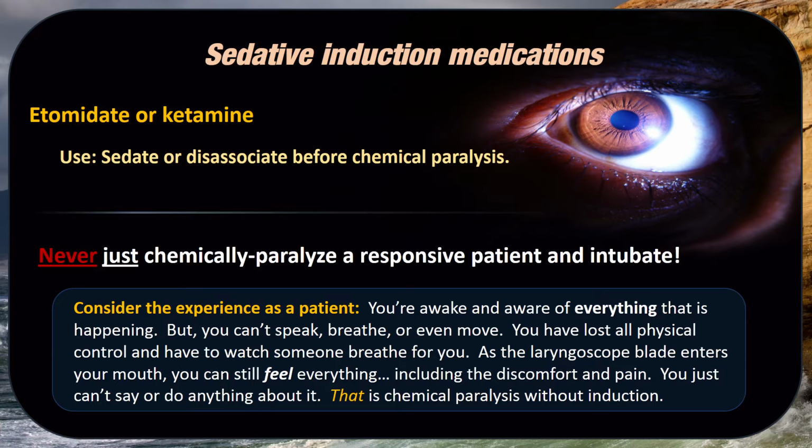It's inhumane to use a paralytic only. Just think about it, if you were awake and everything was happening and you could hear people speaking, but you couldn't breathe, you couldn't move, you couldn't blink, you don't have the ability to tell somebody that you're hurting or uncomfortable, and then the blade comes into your mouth. That's just inhumane at that point. That ET tube is going to be uncomfortable, and so that's why we have to make sure that we get those sedatives or dissociative drugs on board first.